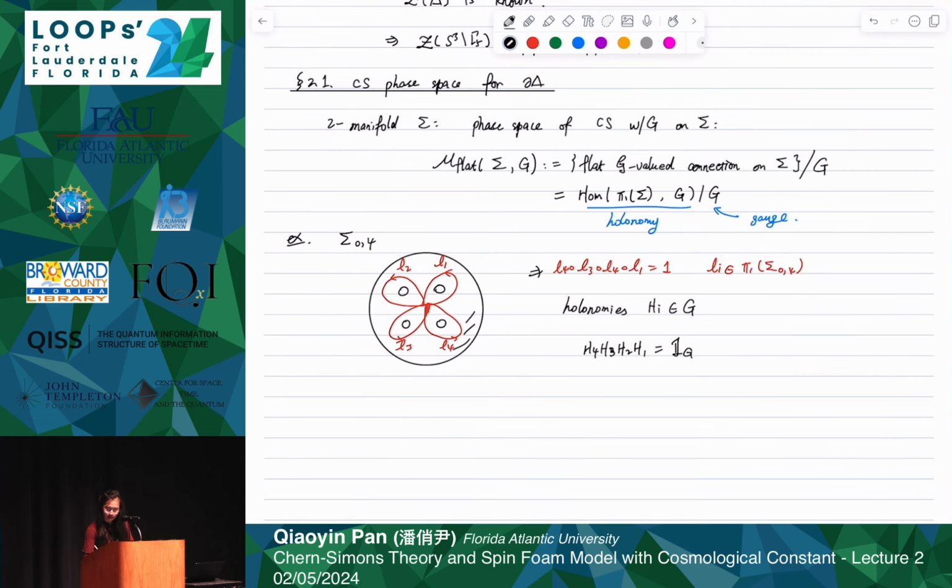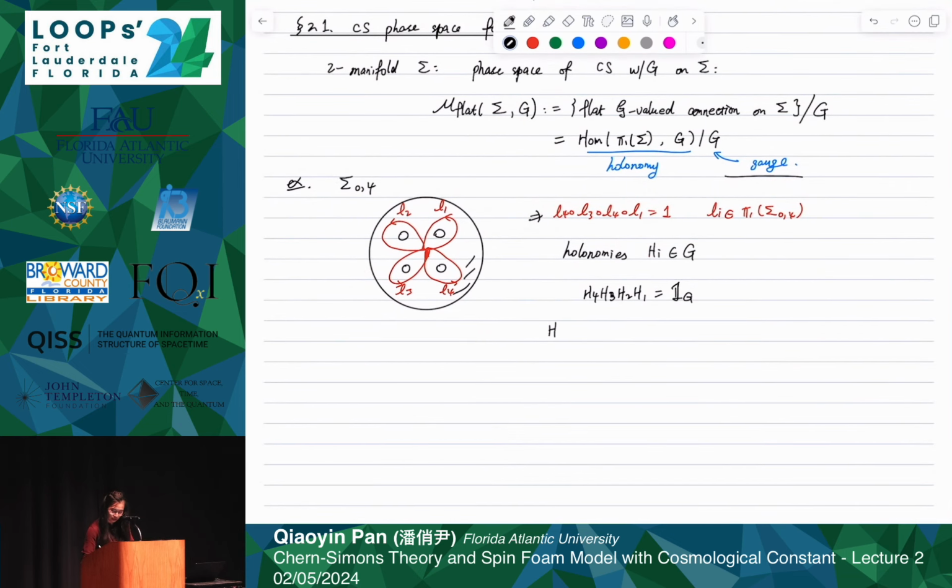And this quotient is by gauge, so the gauge is Hi goes to G Hi G inverse for any G in this gauge group. This is nothing but changing the base point used to define all the H. If I change the base point to another point, that is the gauge transformation. Okay, this is just an example to explain what the moduli space of flat connections is.